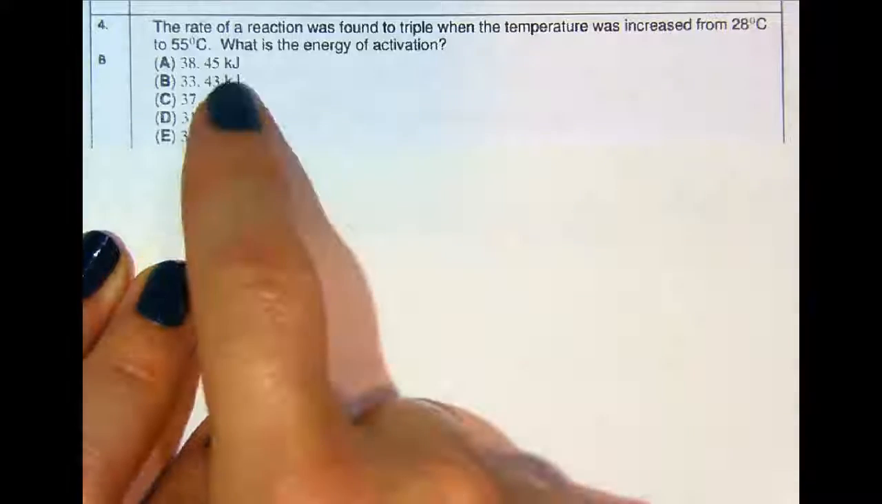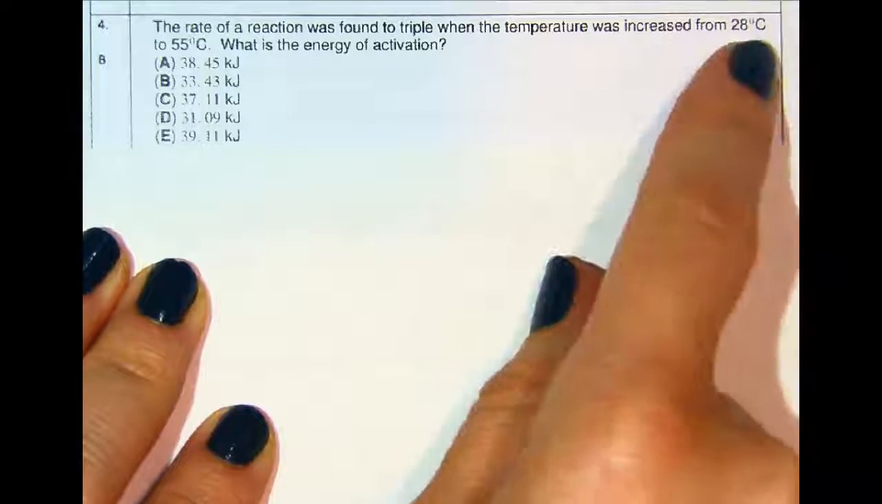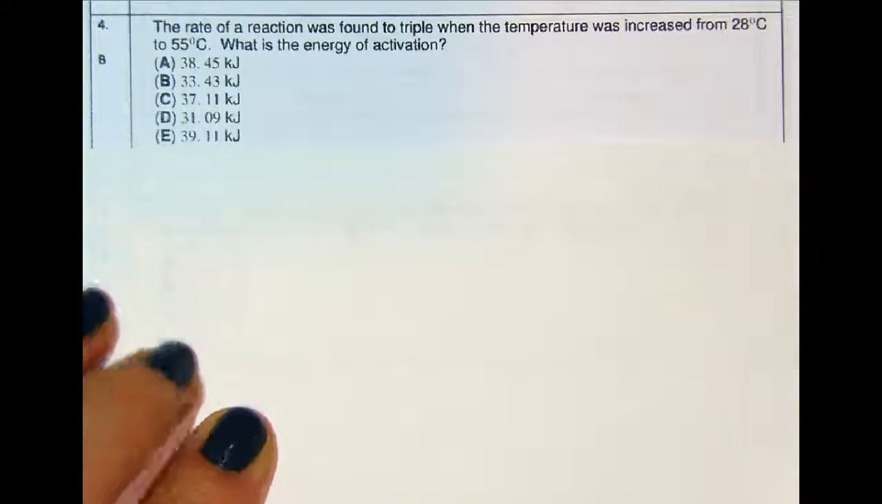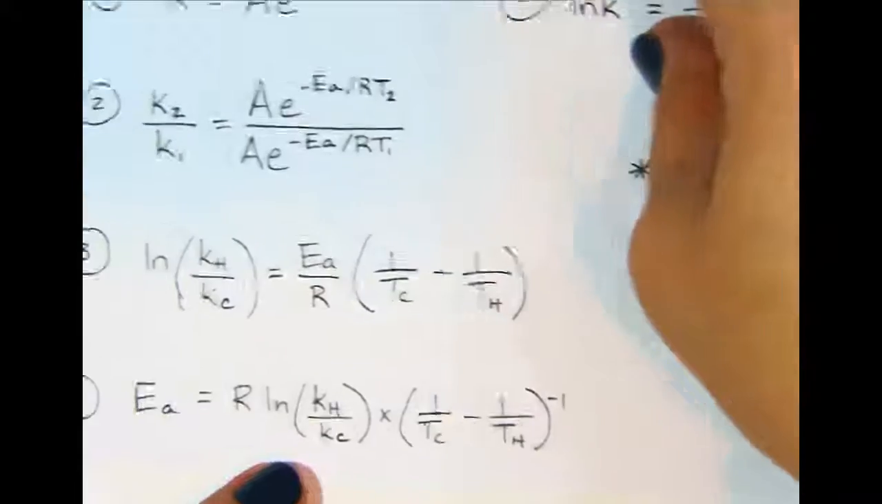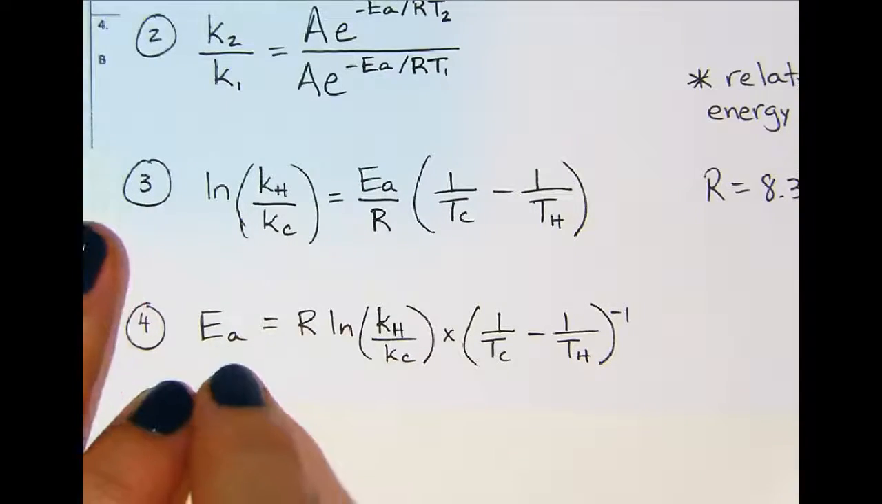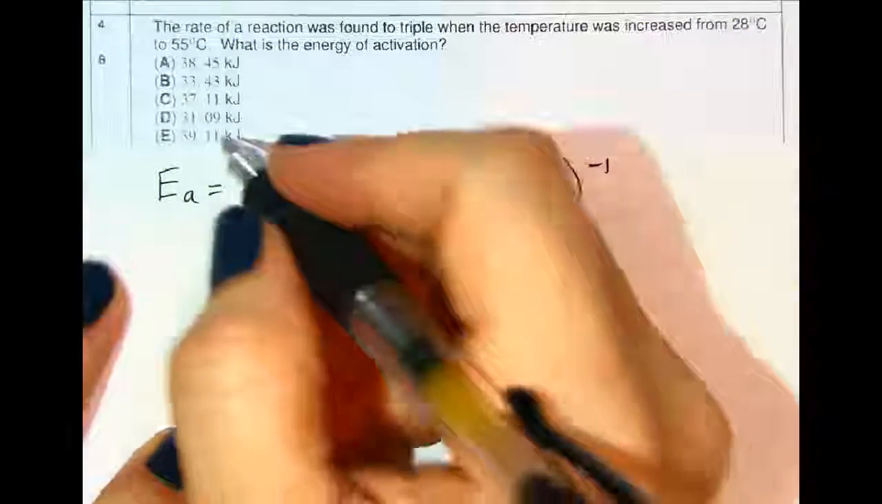Number 4, the rate of a reaction was found to triple when the temperature was increased from 28 degrees to 55 degrees. What is the energy of activation? So again, we have two different temperatures, and we're being asked what is the activation energy, and so I'll use this equation, number 4. So now let's plug in our values.